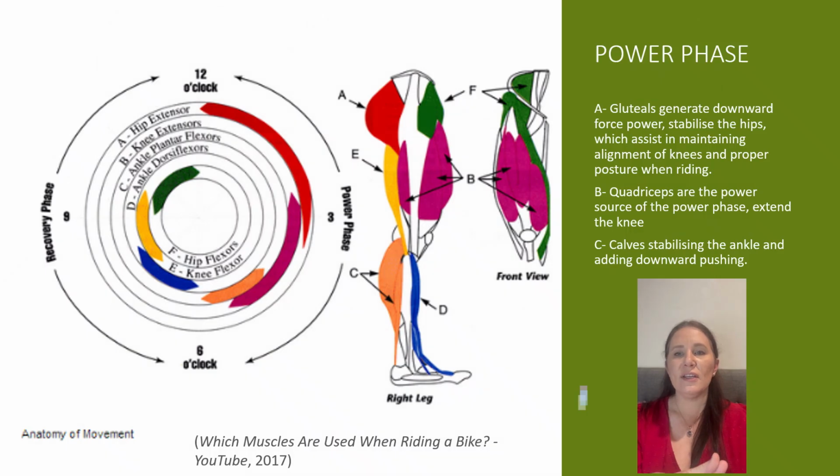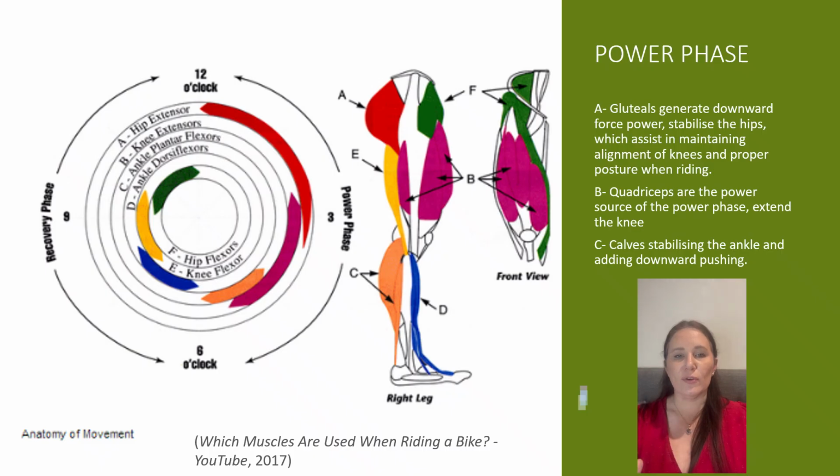Still in the power phase, if we're looking at the muscles that are creating the extension, or extensors, if you look at the diagram on your screen, A in red is the gluteals, so they're generating downward force power. They're helping to stabilize the hips, which helps in maintaining that alignment of the hips, the knees, and the ankles, which gives that kind of smooth cycle as we go through.